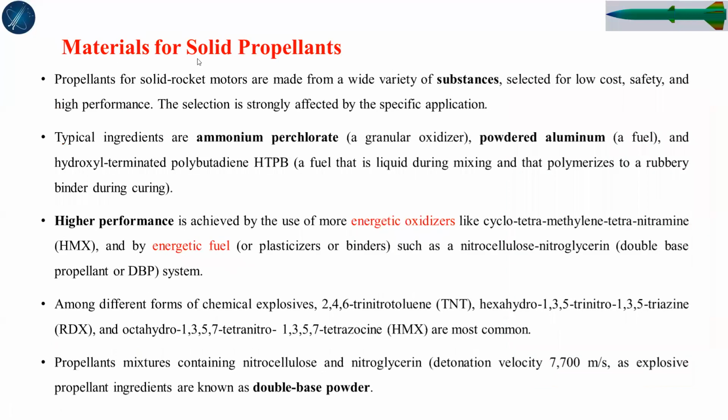Okay, so materials for solid propellant. How can we prepare solid propellant? One important ingredient for solid propellant is ammonium perchlorate, a granular oxidizer. This ammonium perchlorate is an oxidizer, and powdered aluminum is a fuel.